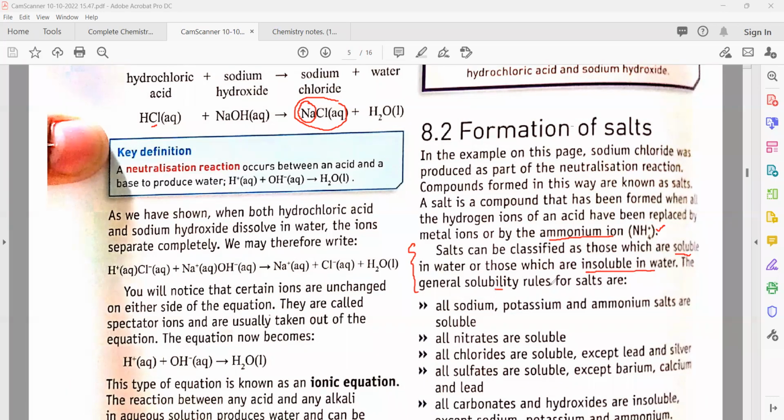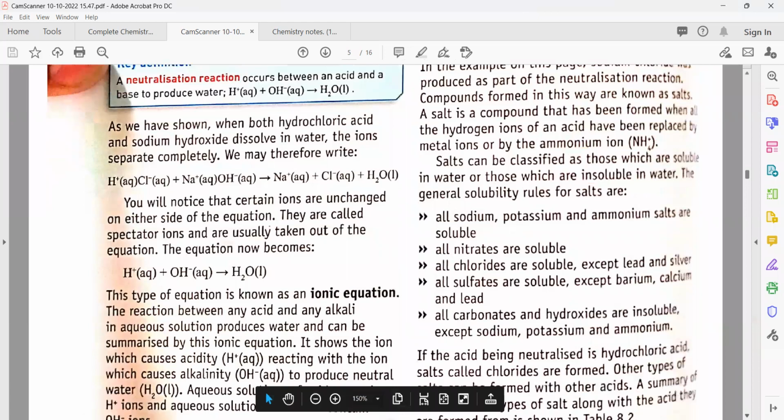The general solubility rules of the salts are, there are a couple of rules. Let's see them. What are the rules of the solubility of ions? All sodium, potassium, and ammonium salts are soluble. This is the first thing that you need to remember. All nitrates are soluble. All chlorides are soluble except lead and silver. It means if chloride mixes with lead and silver, they will not be soluble.